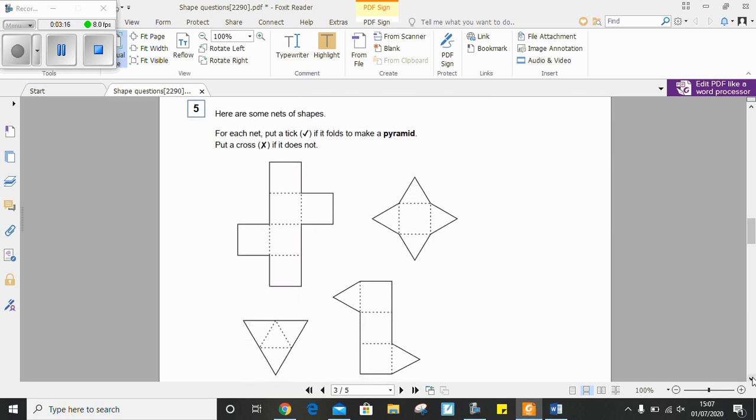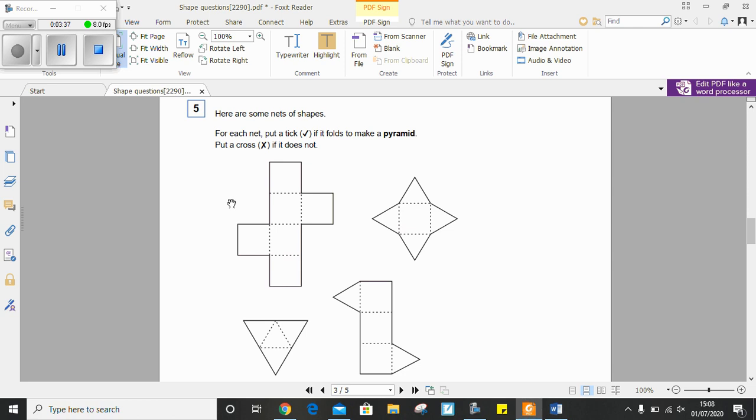Right, here are some nets of shapes. For each net, put a tick if it folds to make a pyramid. Put a cross if it does not. I can't put ticks and crosses on my PDF, but I can show you. So if I'm thinking of this shape and how it's going to fold, these dotted lines are going to show me where my fold markings are.